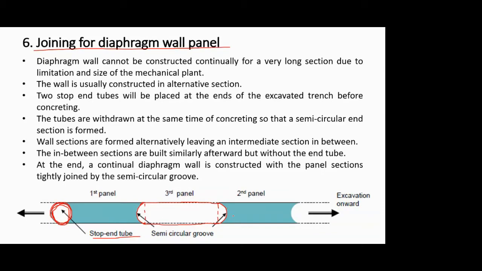All right, and then alternate panels are constructed. If I construct this first panel, this blue color indicates that it has been concreted. Now concreting has been done. When I construct this first panel, the second panel will not be the immediately adjacent one. The second panel will be the alternate one. I'll do the concreting for that.